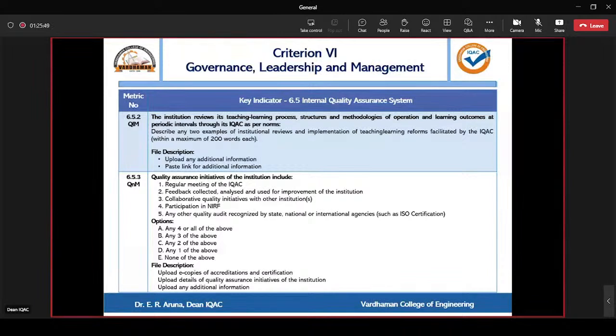So the institution's TLP needs to be described, like choice-based credit system, curriculum, credits, the curriculum exposed to students for global learning, courses and program assessments like COs and POs by doing audits, and question paper quality with Bloom's level by doing some audits. Thus the institution reviews its teaching learning process, structures, and methodologies of operations and learning outcomes at periodic levels through IQAC. So here we can upload the academic audit forms as a part of evidence.